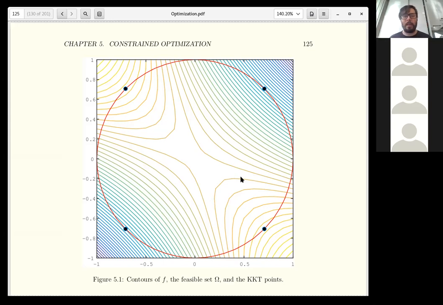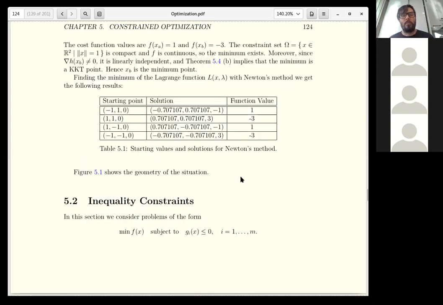And the function may get somewhat different values. So for instance, if we start at -1, 1, and 0, we end up at a point where the function's value is 1. But if you start with 1, 1, and 0, x, y, and lambda respectively, then we end up at a point where the function has value -3. So it's smaller than that. So one of them is the global minimum and one is not.